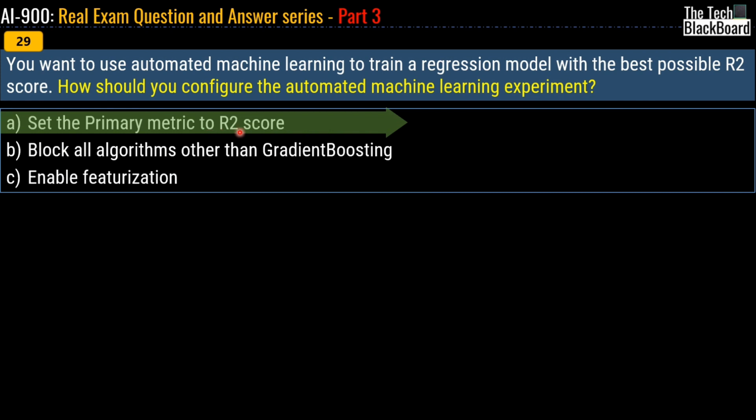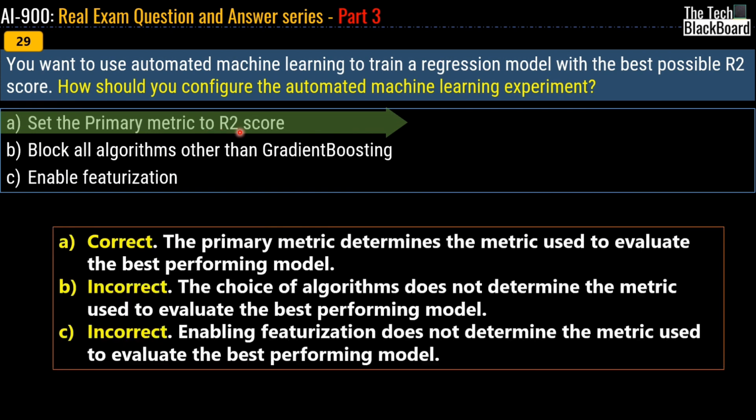Now let me give you the logic behind choosing this as a correct answer. So here in this table, you can see the first option that we saw, primary metric to R2 score. This one is correct. The explanation for the same is that the primary metric determines the metric used to evaluate the best performing model. Coming to option B, the reason for not choosing that as an answer is that the choice of algorithms does not determine the metric used to evaluate the best performing model.